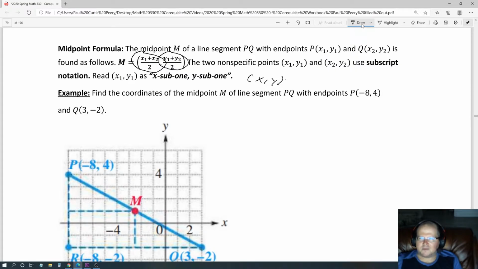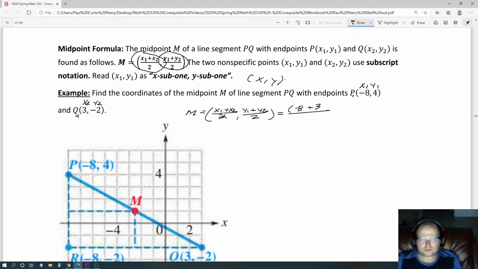So let's say this is the first point. So we say this is x1 and this is y1. And let's say the second one over here is the second point, and we therefore make that x2 and y2. Okay. Now the formula is M is equal to x1 plus x2 over 2, and the y part is y1 plus y2 divided by 2. So we plug in what we know. So where it says x1, instead we're going to plug in a -8. And where it says x2, we are going to plug in a 3.